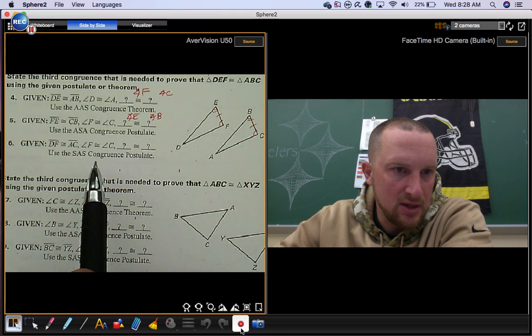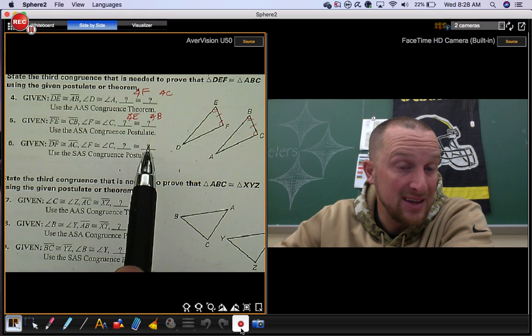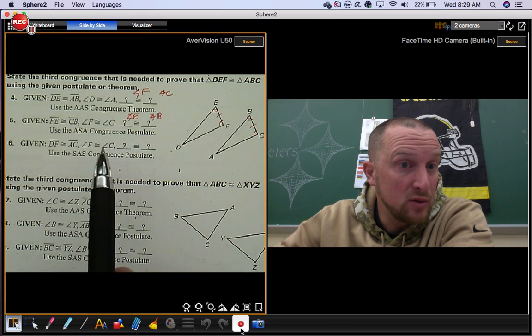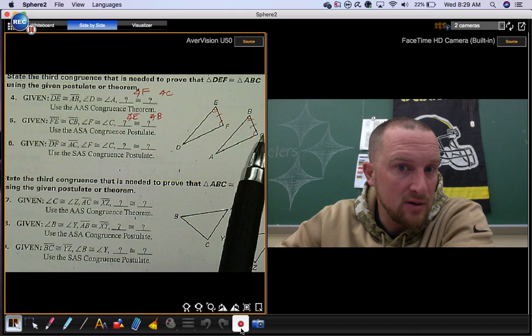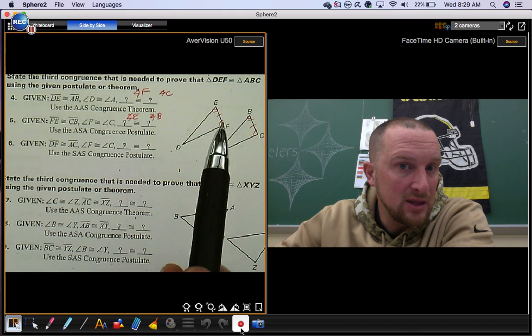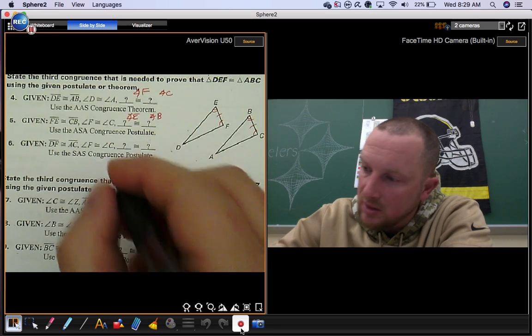Let's use side, angle, side. Here's congruent sides, here's congruent angles. We need congruent sides again, and we need these angles to be included. So segment DF and segment AC live here. Angle F and angle C live here. You need segment EF to be congruent to segment BC.